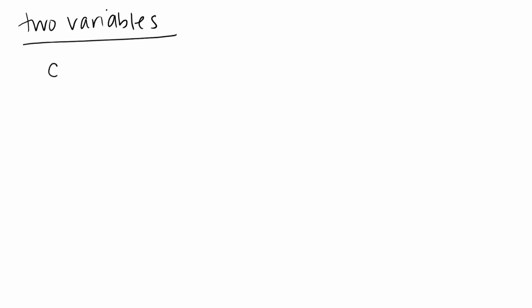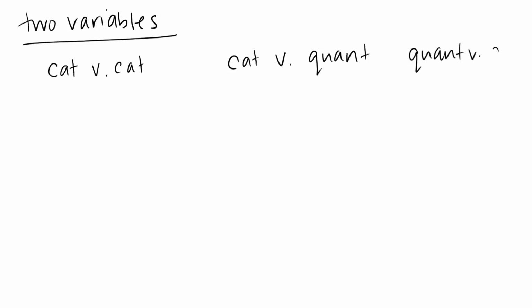So all of this comes down to what our 2 variables are. If they're categorical versus categorical, if they're categorical versus quantitative, or if they're quantitative versus quantitative. And quantitative versus quantitative is what we dealt with in part 3. We have lots of ways to handle this. We have a nice graphical display of a scatter plot.